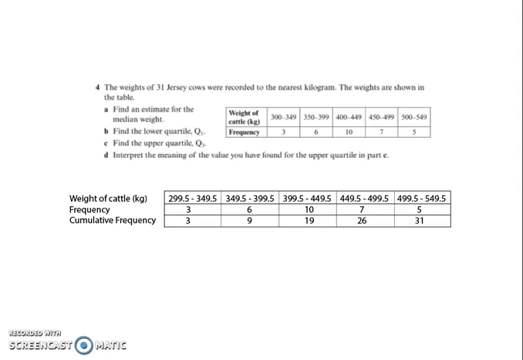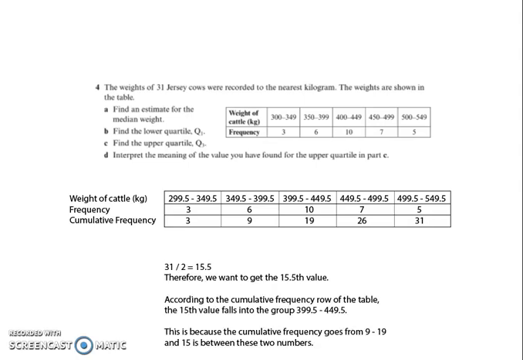Since we are calculating the median, the first thing we want to do is find the percentile value. So we know there are 31 Jersey cows, so we divide 31 by 2 to get 15.5. Now we know we want the 15.5th value. A common mistake here would be to round it up to 16, but we only round up if it's the first or third quartile. If we look at the cumulative frequency row, we'll see that 15.5 falls under the third numerical column, under the group 399.5 to 449.5. We know this because the cumulative frequency goes from 9 to 19 in this group.